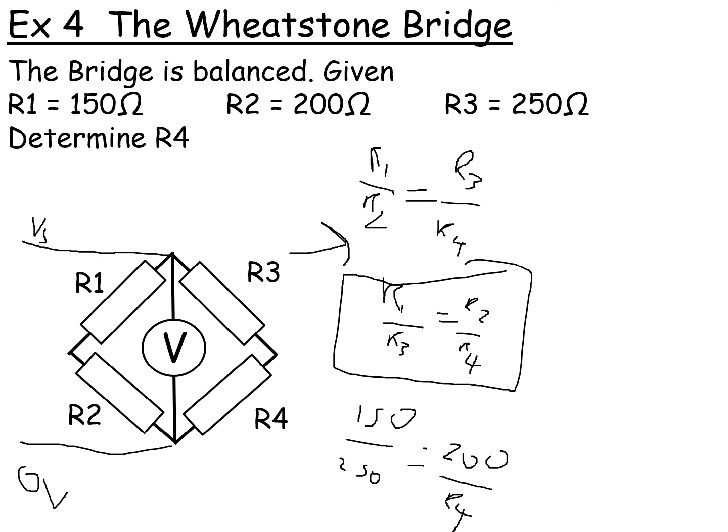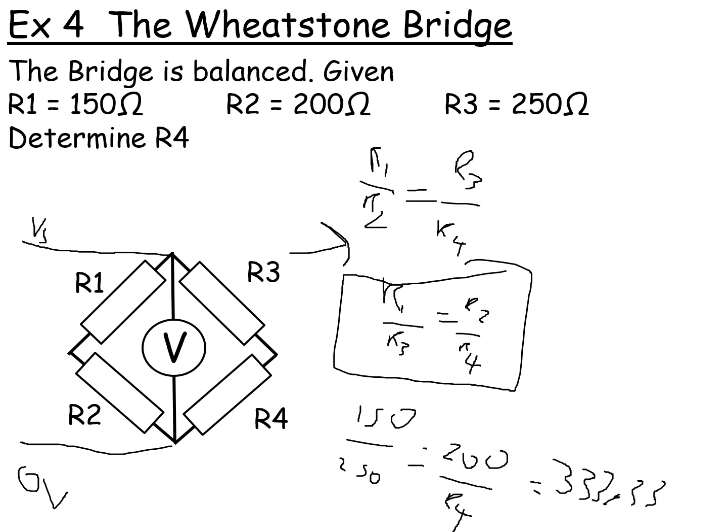So 150 over 250, and then it's where it gets a bit tricky because I'm not using a scientific calculator. So let's do this a slightly different way. I'm going to do 200 times 250 and divide by 150 because I'm cross multiplying, and I get my answer to be a lovely number of 333.33.